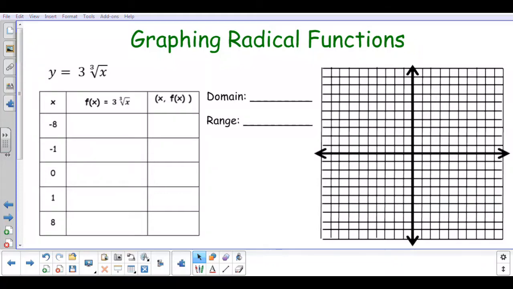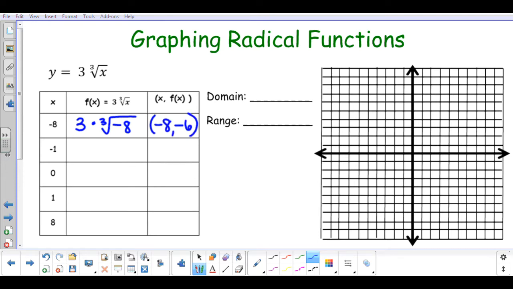When graphing a cube root function, it is very similar to graphing a square root function. So I still use a table of values and I plug them in for the value of x. So here my first x value is -8. So I have 3 times the cube root of -8. The cube root of -8 is -2. So 3 times -2 will give me a y coordinate of -6.